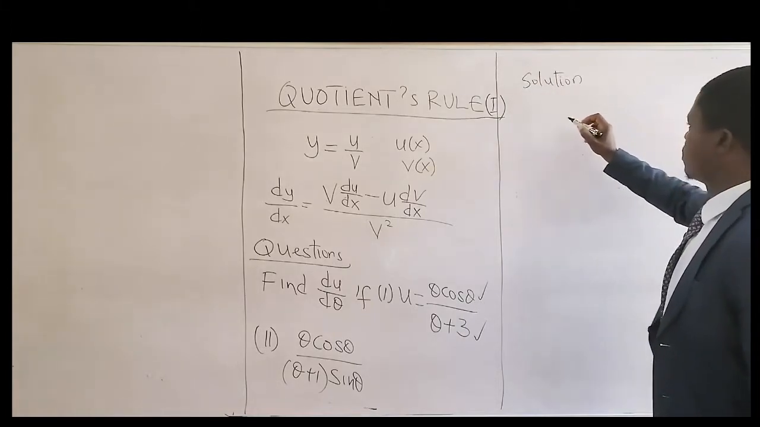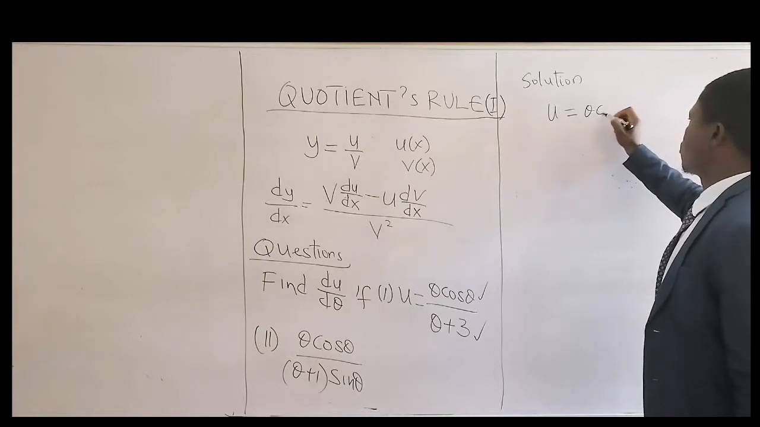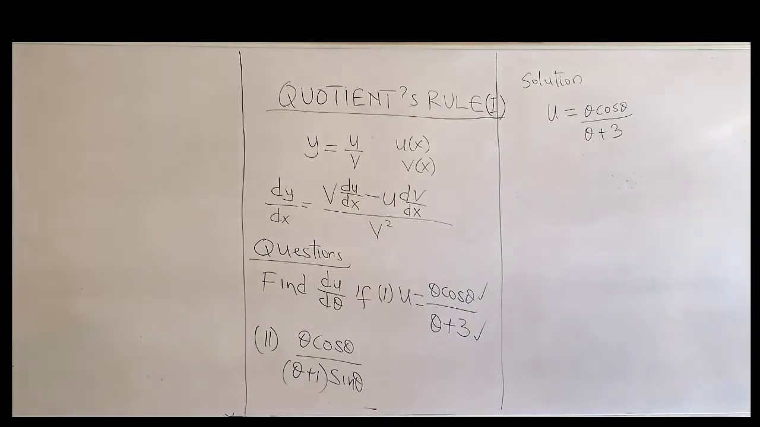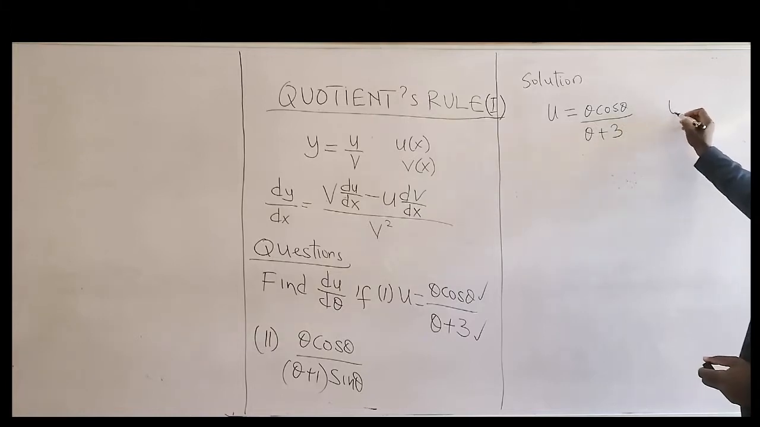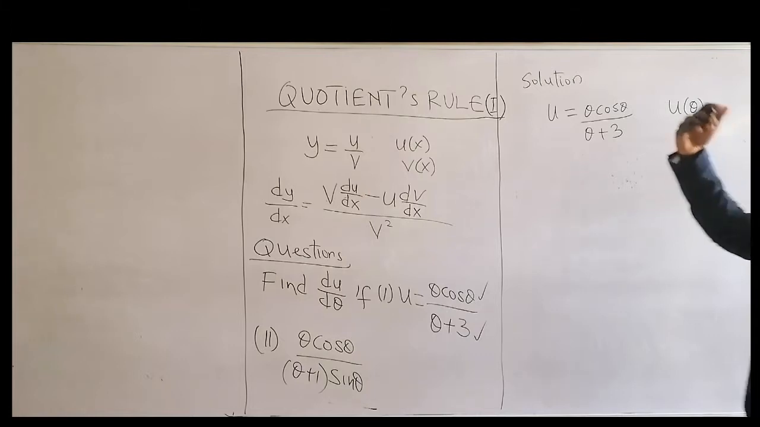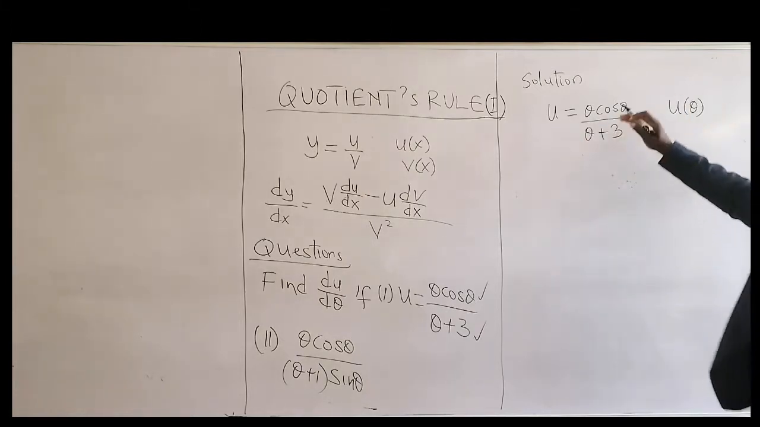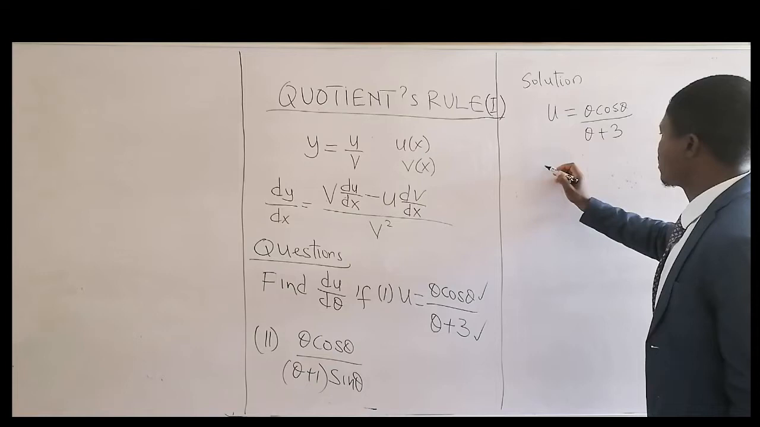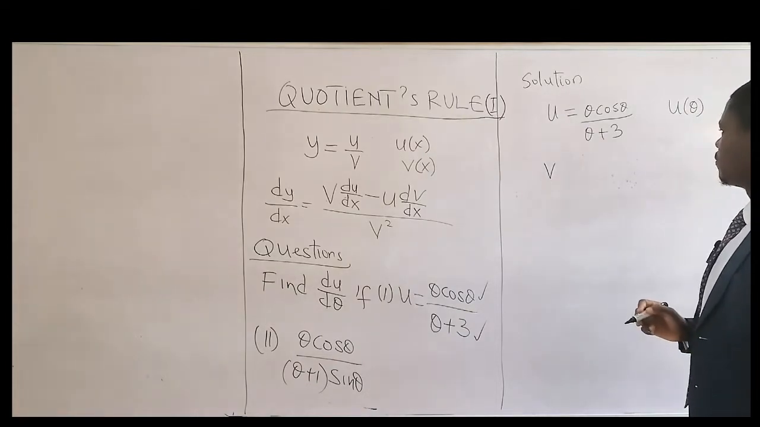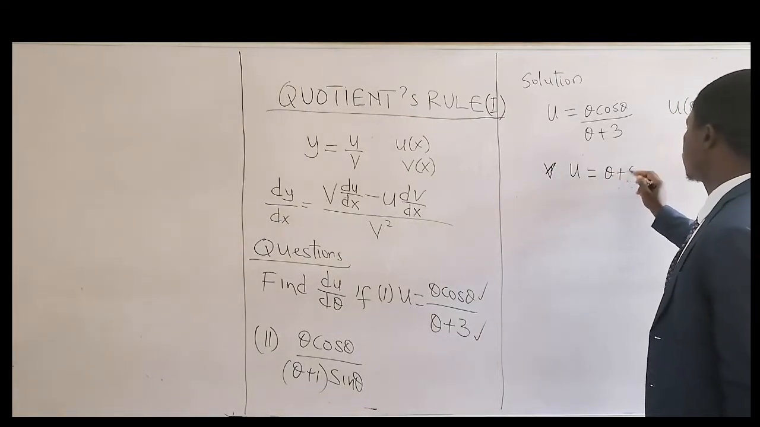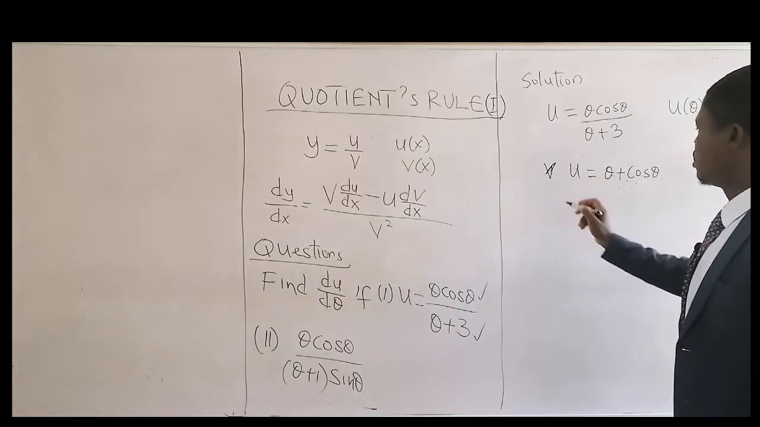The first one, we have u equal to θ cos θ. I want to tell you, it's not every time that the function will be a function of x. In this case, u is a function of θ. It will be a function of anything, so you differentiate with respect to that variable. Okay, the next thing to do is to indicate what my v is. Let me start with u. What is my u? My u is θ cos θ.